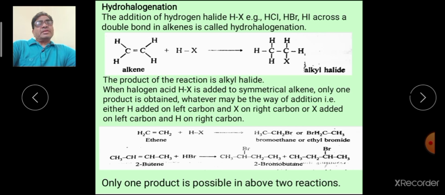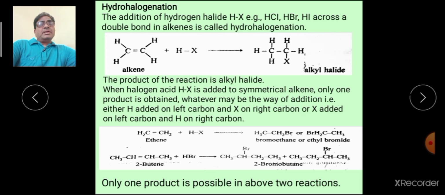The first reaction is hydrohalogenation. The addition of a hydrogen halide, that is HX, for example hydrogen chloride, hydrogen bromide, hydrogen iodide, across a double bond is called hydrohalogenation. This is the alkene molecule, and addition of hydrogen halide across the double bond forms an alkyl halide. The reaction is called hydrohalogenation, and the product of the reaction is, of course, an alkyl halide.